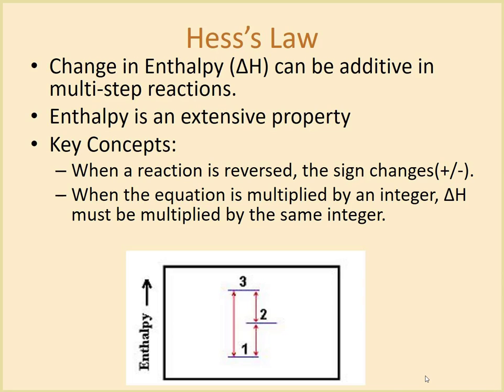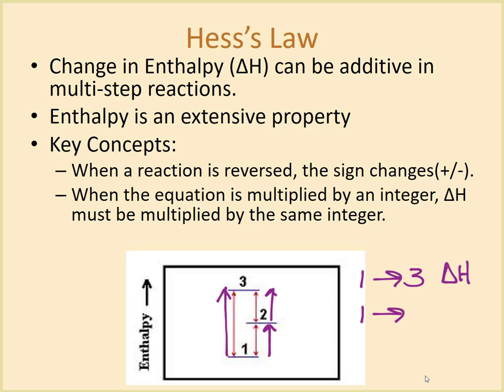The change in enthalpy, or delta H, can be additive in multiple step reactions. So for example, down here, I can go directly from step 1 to step 3, or I can go from step 1 to 2 and then from 2 to 3. Going from step 1 to step 3, I can find my delta H.